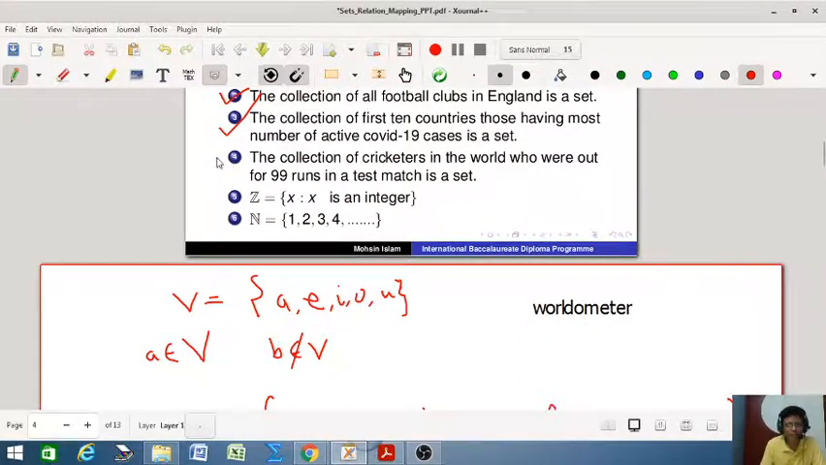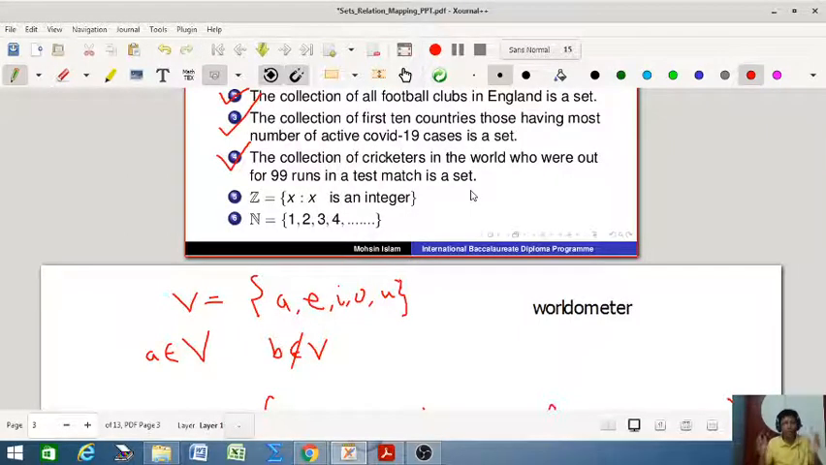Next, you can form the collection of cricketers in the world. The fourth one, those who were out for 99 runs in a test match, is a set. There are so many players in the whole world who got out at 99 runs; they could not make the century. There are Pakistani, Indian, New Zealand, England, Australia, and South African players. Ireland is also playing cricket, and Afghanistan recently is also playing cricket.